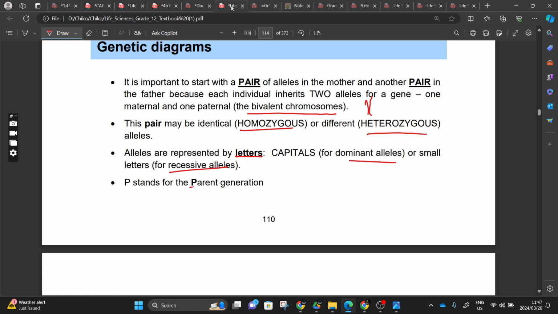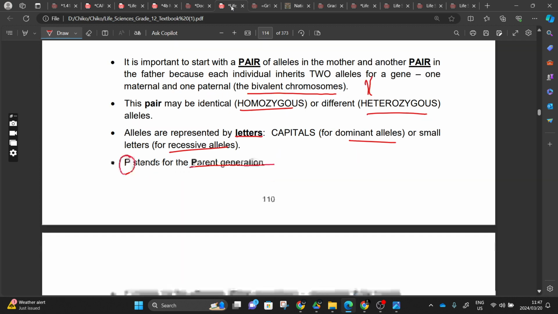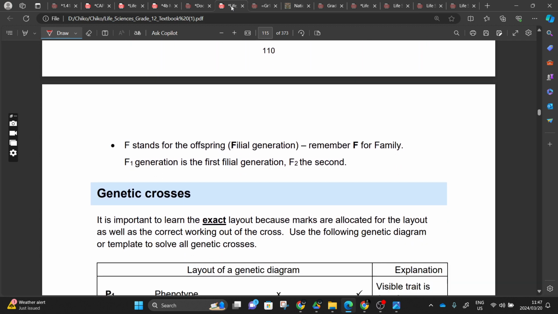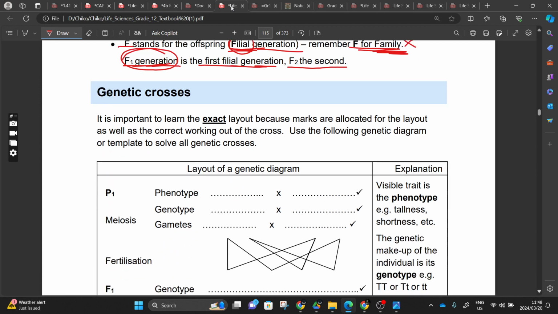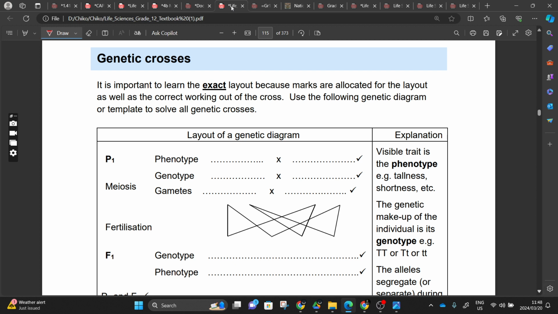P stands for parent generation. We are going to learn about this. They say F, we have P there, and then F here stands for filial generation. But remember, F1 generation is the first filial generation and F2 is the second. When they want the first generation, you can get it wrong: it is filial generation, not family generation. F just rhymes with family, it doesn't mean that, okay? So here's the genetic cross that I was talking about.